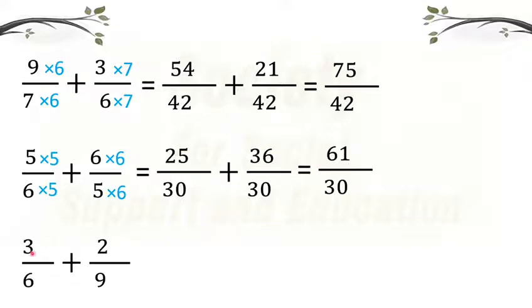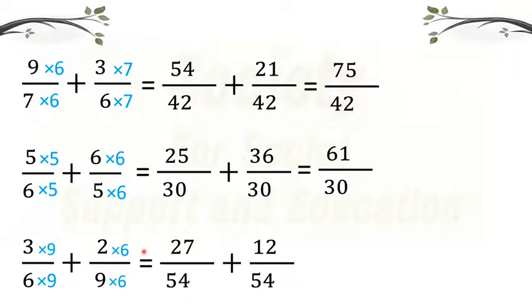The last one, 3 over 6 plus 2 over 9. There's no number I multiply by 6 that gives me 9. And there's no number I multiply by 9 that gives me 6. So I have to multiply the denominators by each other. 6 times 9 and 9 times 6. Don't forget to multiply also up by 9 here and to multiply up by 6 here.